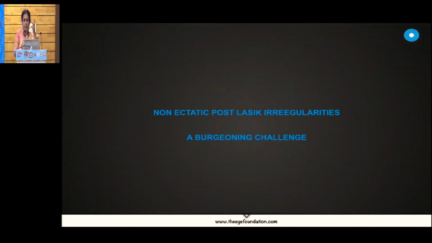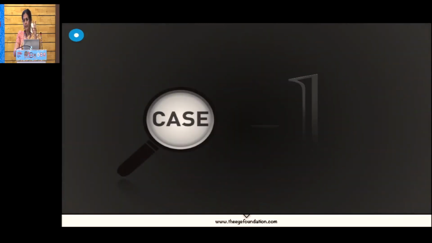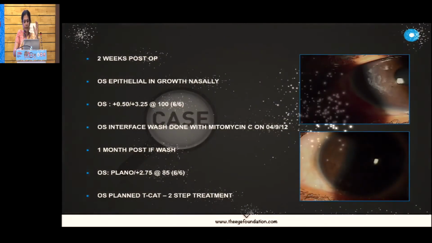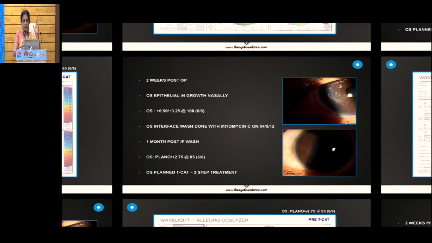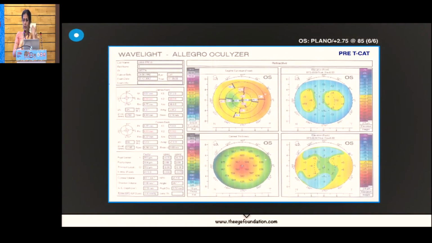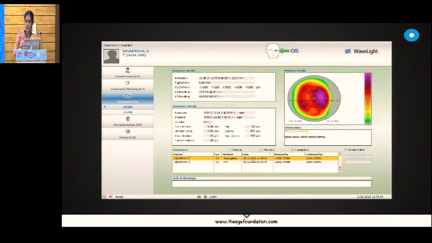Yeah, so I'll just show one or two non-ectatic irregularities. I'm not going to explain it too much. This was a patient who had an epithelial ingrowth peripherally. Actually, it was within 2 weeks after primary microkeratome run elsewhere. So primarily, we did an interface wash with mitomycin, which was placed there. And then the topography was irregular. You can see that irregular flattening, that green on the sagittal curvature map. And a significant astigmatism.